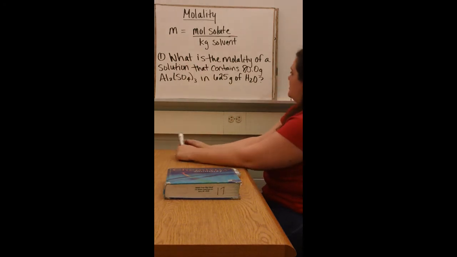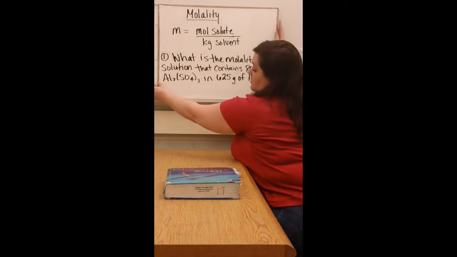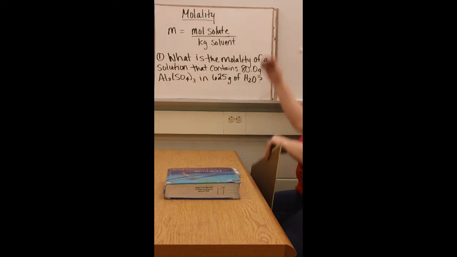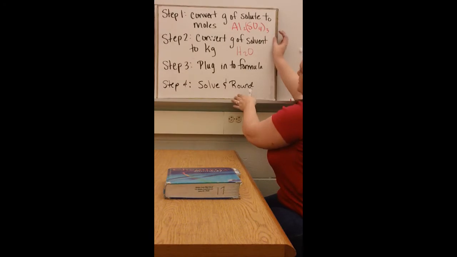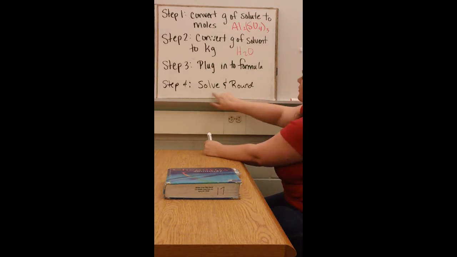So problem 1, what is the molality of a solution that contains 80 grams of aluminum sulfate and 625 grams of water? To break this problem down, we will have 4 steps. Step 1 will be to convert grams of solute to moles. Our solute is aluminum sulfate. Step 2, we're going to convert grams of our solvent to kilograms, and our solvent is water. In step 3, we're going to plug it into the formula, and step 4, we're going to solve and round to appropriate significant figures.